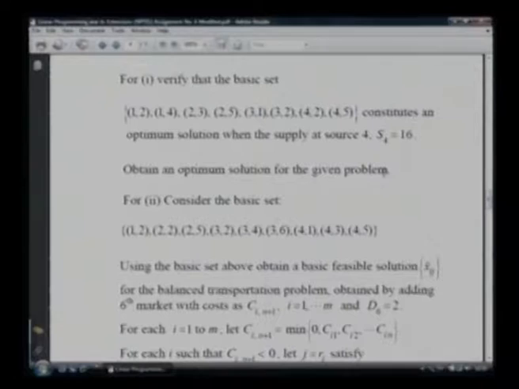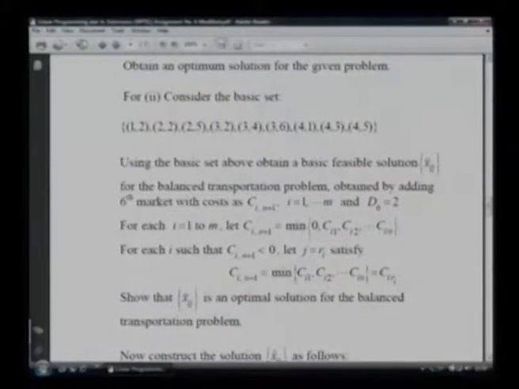Now, I am saying that we have to obtain an optimum solution for the given problem, which is the unbalanced one. So, starting with the given basic feasible solution, which is optimum for S4 equal to 16, you have to obtain an optimal solution now. So go ahead and do it. Fine.